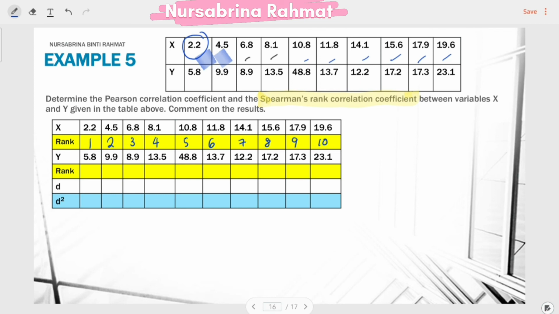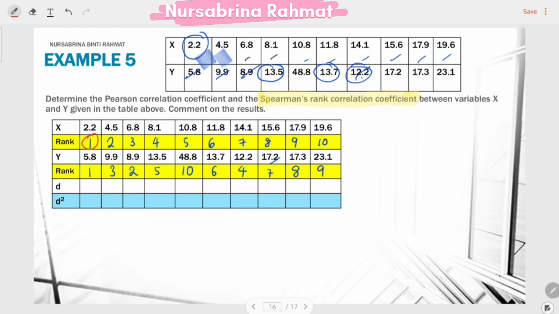Let's look at the y values. 5.8 is the smallest one. Next is 8.9, so 2. Next is 9.9, which is 3. The fourth one we have is 12.2. Next is 13.5, so it's 5 here. Next is 13.7, so ranking number 6. The next larger number is 17.2, so this is 7. 17.3 is 8 for its ranking, followed by 23.1, which is 9, and 48.8 is 10.